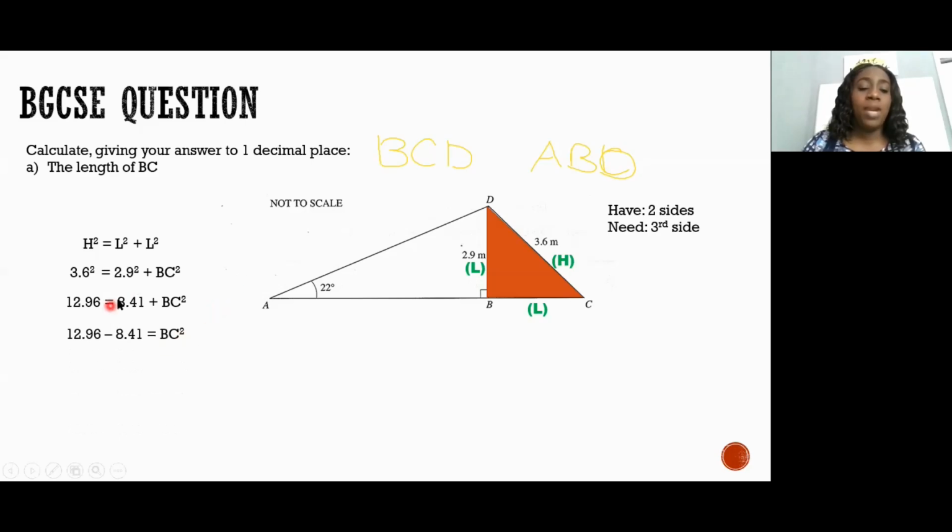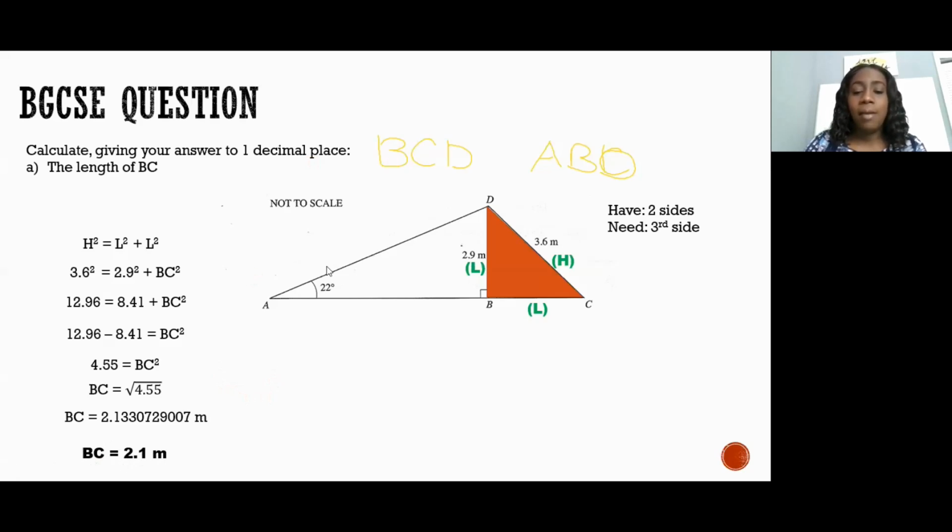All right. What I did was I did the opposite of add, 8.41, and I subtracted. I'm going to work that out. That's 4.55. I now need to do the opposite of BC squared. Opposite of square would be square root. So BC is equal to the square root of 4.55. All I did was turn it around. And then I wrote the value out. But they told me in the question that they want me to round to 1 decimal place. So that means that BC is going to be equal to 2.1 meters.